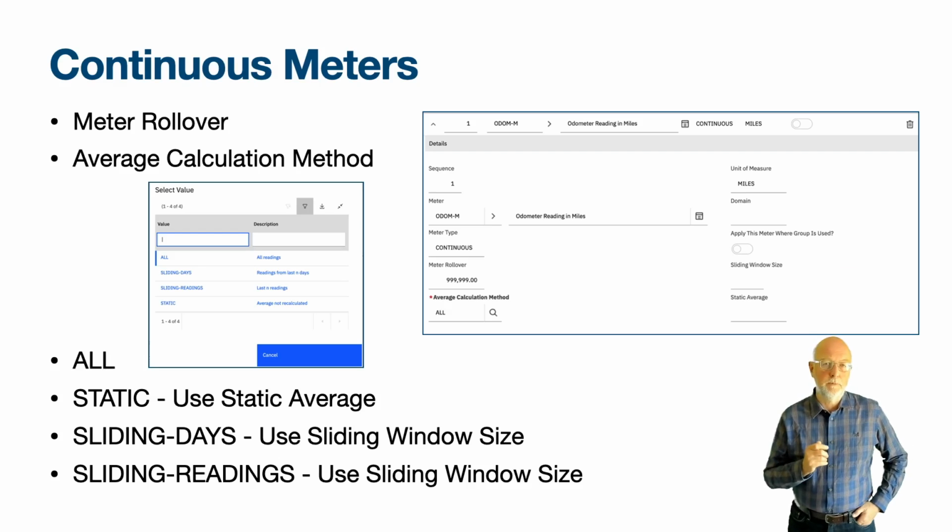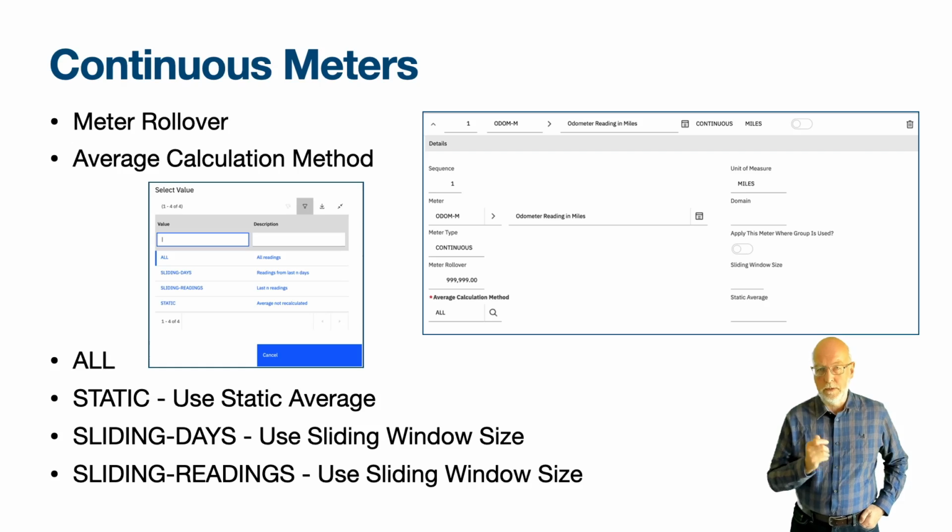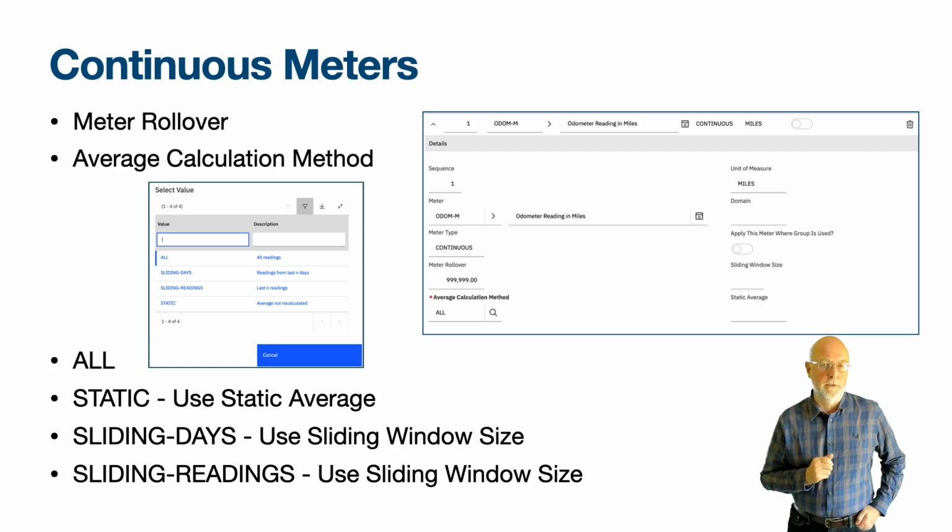If a meter reading is performed each day of the week, the sliding readings will give the same result as sliding days. However, if no meter readings are taken on a Saturday or Sunday, then there will be a difference in the average between the two calculation methods.